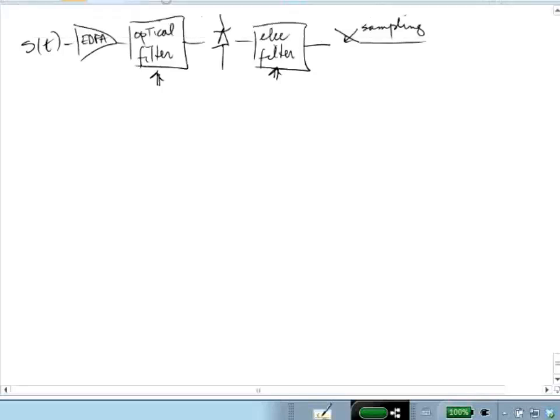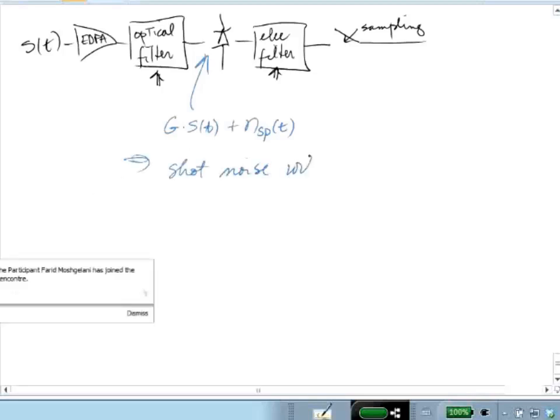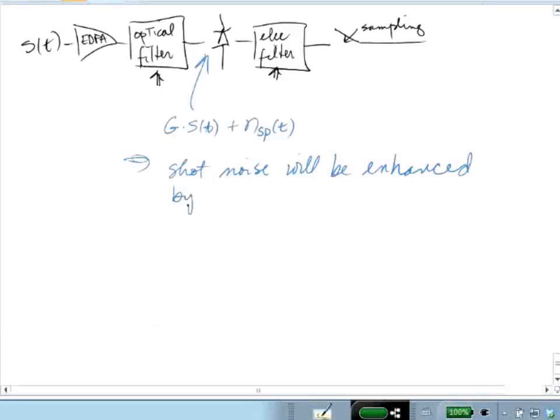field. So we see that what's going into the photodetector is now G times S of t plus this noise process. And on the other side, of course, we'll get the square of this entire field, which means that the shot noise will be enhanced by the presence of ASE. This is one of the main reasons why we put in this optical filter, so that we could reduce the amount of power incident on the photodiode to keep it as small as possible.